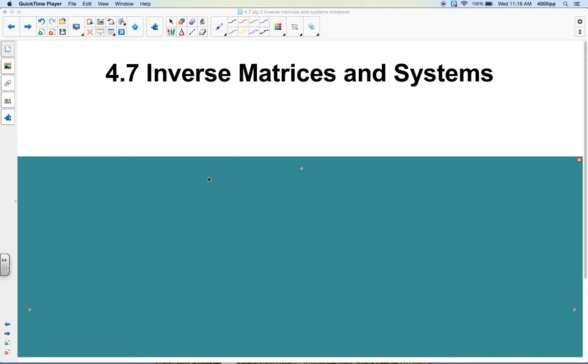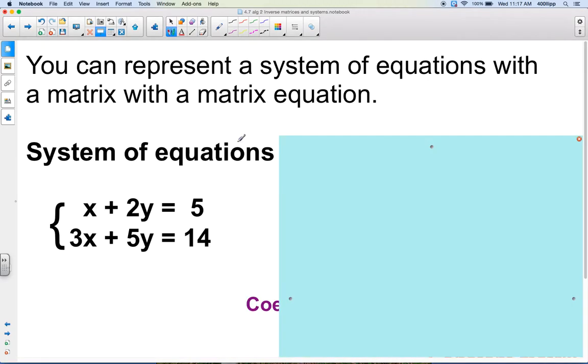Alright, today we're going over 4.7 inverse matrices and systems. So let's take a look here. We're going to start by looking at a system of equations. You can represent a system of equations with a matrix in a matrix equation. So we're going to take this system of equations and rewrite it as a matrix equation, and then we'll solve the matrix equation.